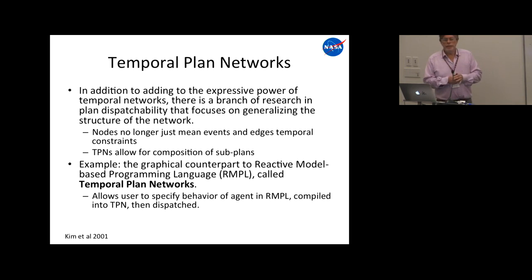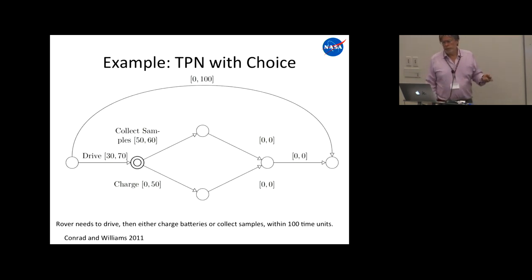Up till now, everything we talked about, the nodes of the network are events, the edges are marked with temporal constraints. That's it, right? Well, the temporal plan network generalizes that, and it allows nodes to represent other things. So here's an example of a TPN that has what's called a choice node.